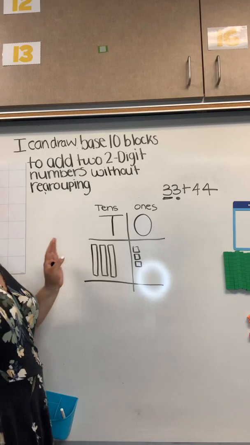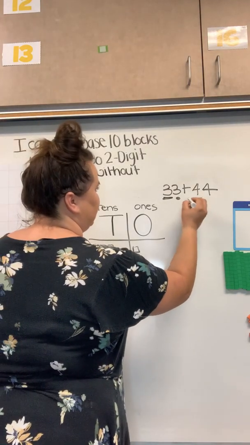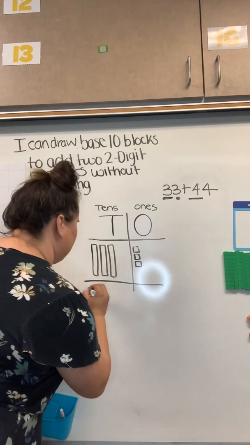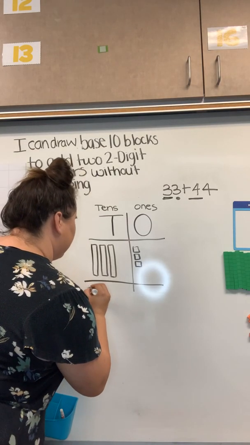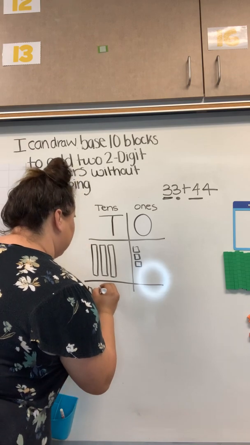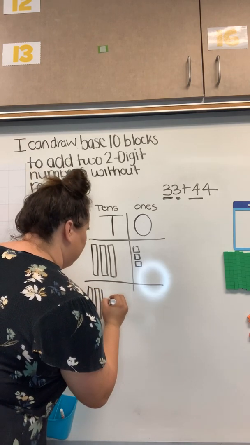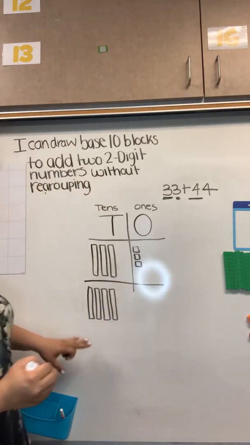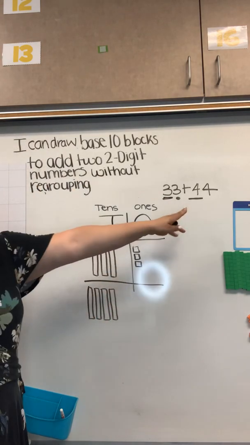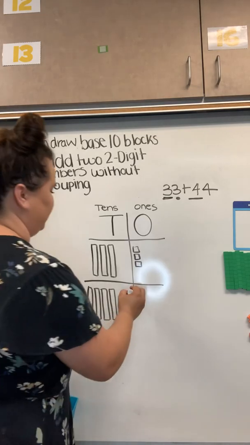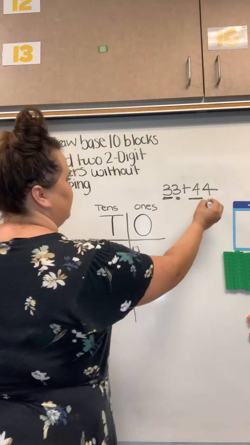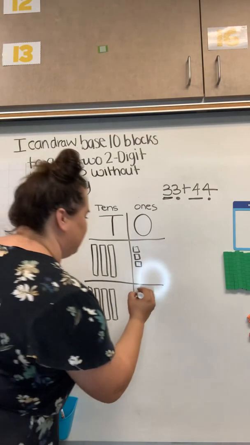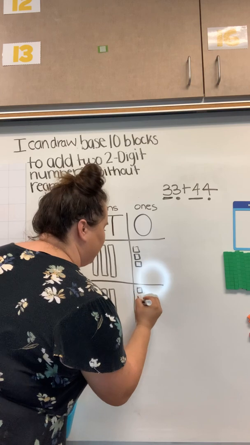How many tens are in the number 44? 4, good job. So I'm gonna draw 4 tens rods. And I'm gonna give them space. Now, how many ones are in the number 44? How many ones? 4, good job. So now I'm gonna draw 4 ones.